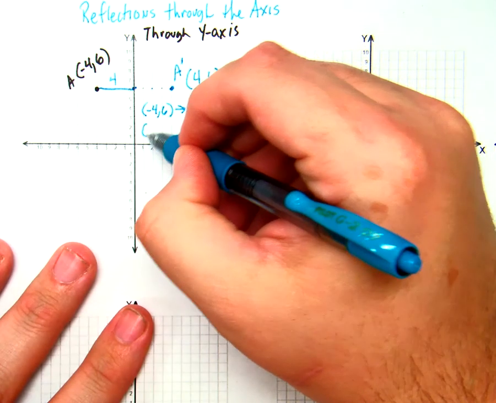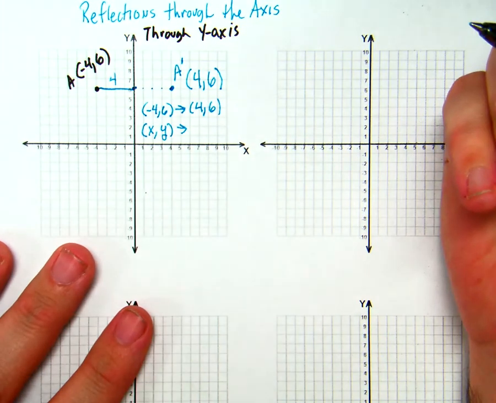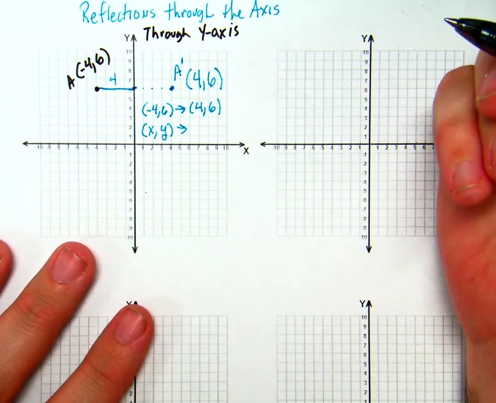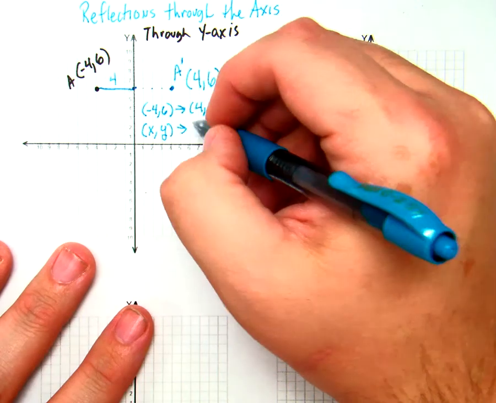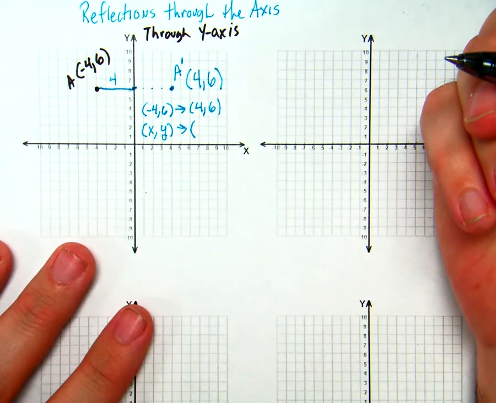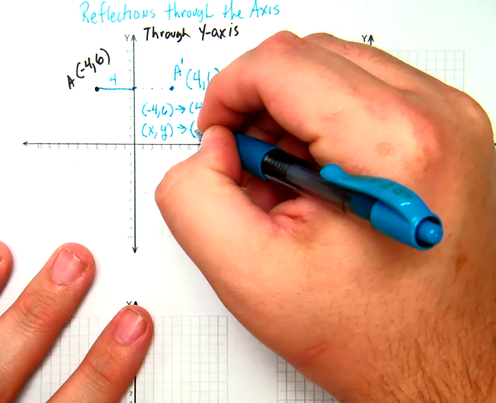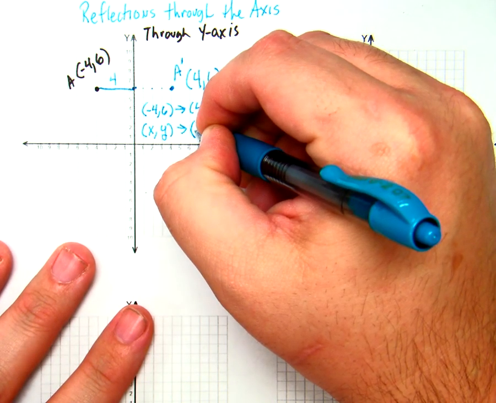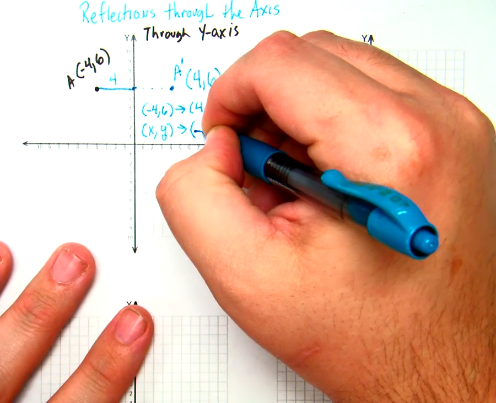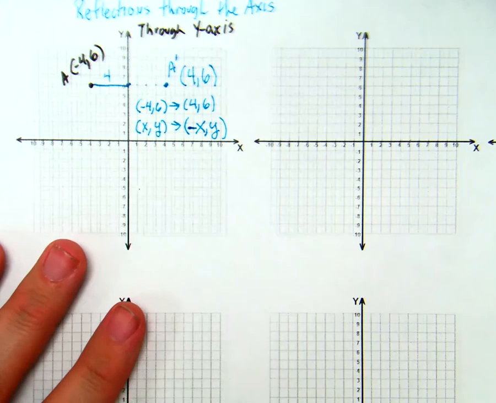If I go from x, y, which coordinate changed? Did the x or did the y coordinate change? I went from -4 to 4 with my x. So what happened to the x? It became positive, or even better yet, we could say it became its opposite. So we could say that.